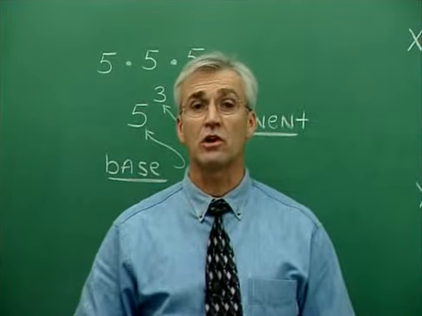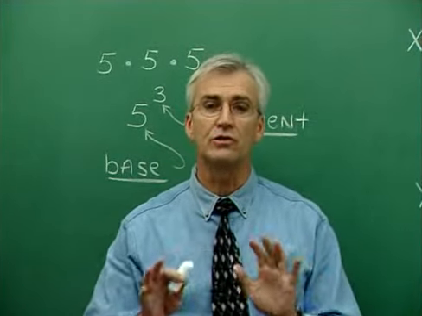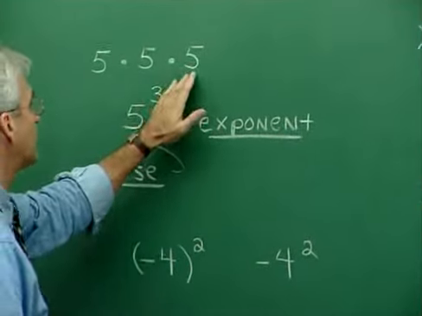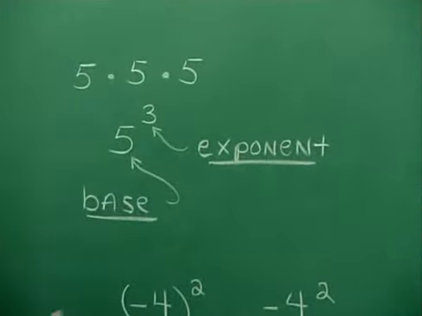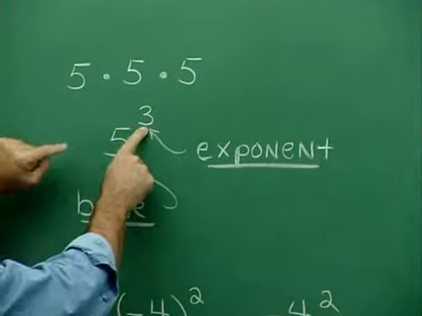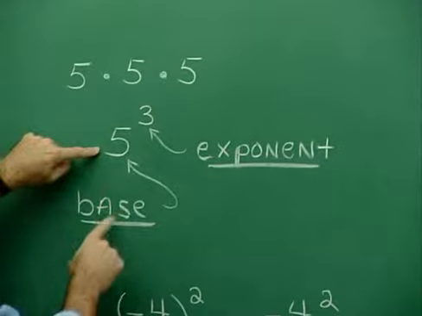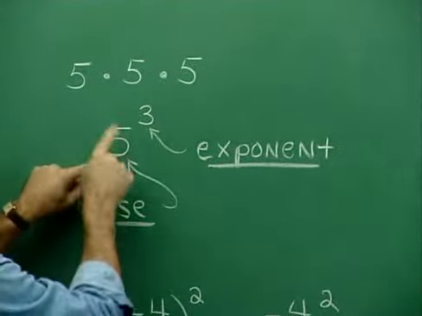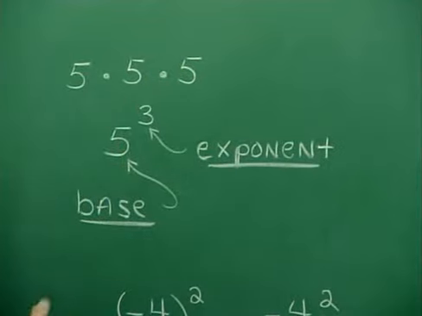Exponents are used to show that the same factor is used several times. For example, if we have 5 times 5 times 5, we have 3 factors of 5, which can be indicated using the exponent 3. So the 5 is called the base of the exponent, the 3 is the exponent. The exponent tells us how many times the base is used as a factor. That's all there is to it.